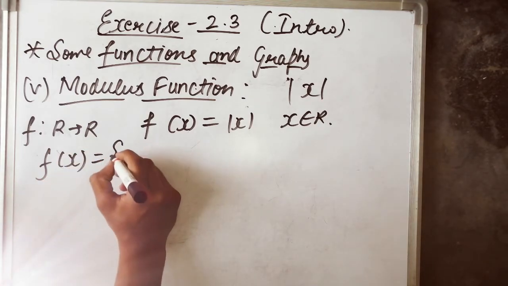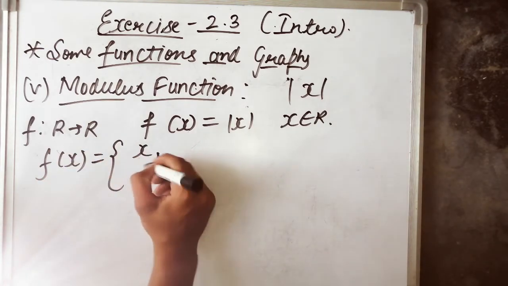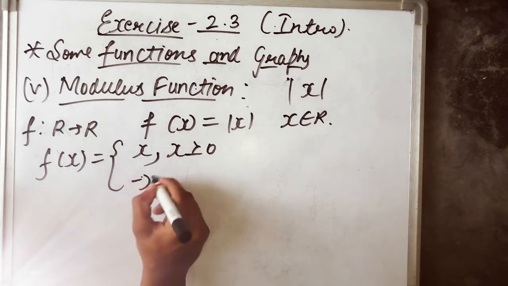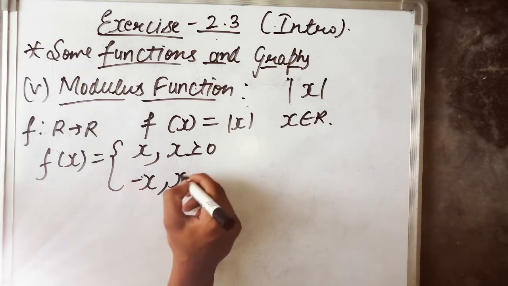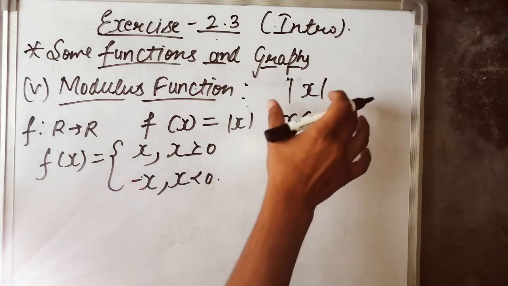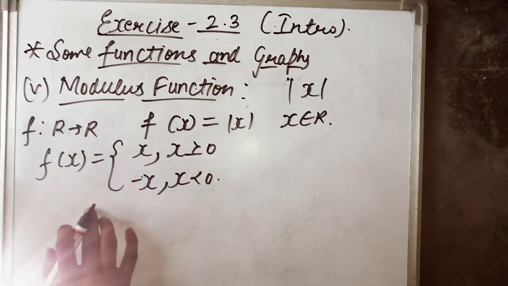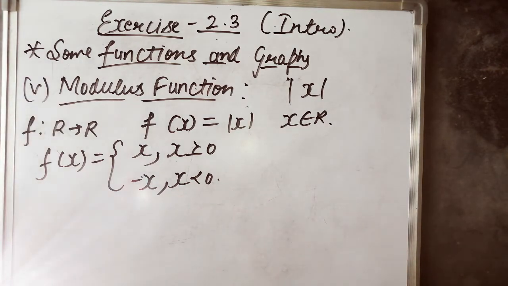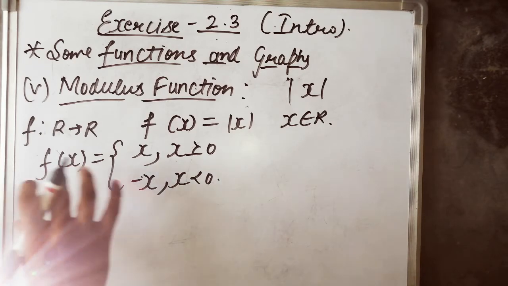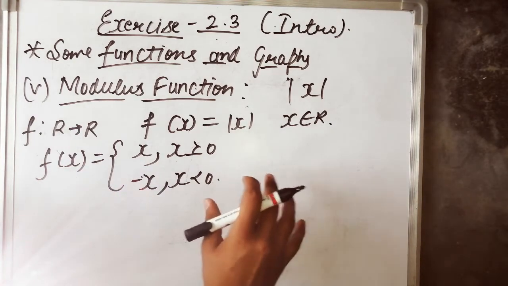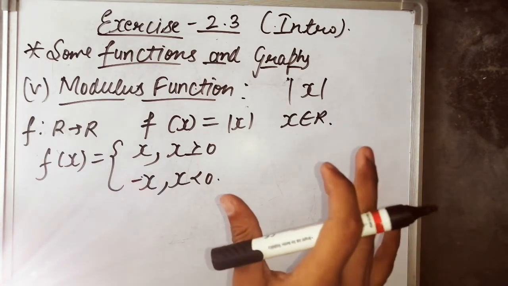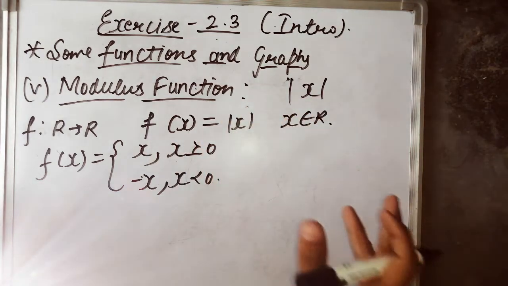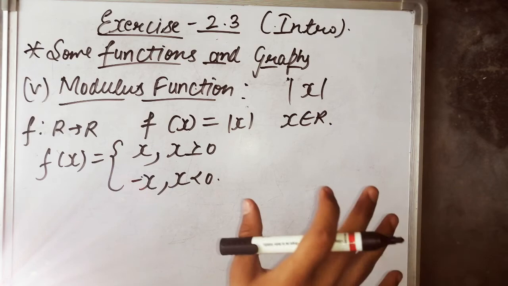f(x) equals x when x is greater than or equal to 0, and minus x when x is less than 0. This is the definition of the modulus function. You will come to know this definition in the 13th chapter, which is limits and derivatives. That's why this chapter is said to be very important, as the base for the 13th chapter. If you don't know what functions are, you will not be able to get the 13th chapter.